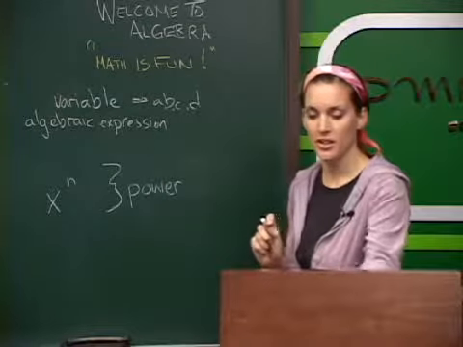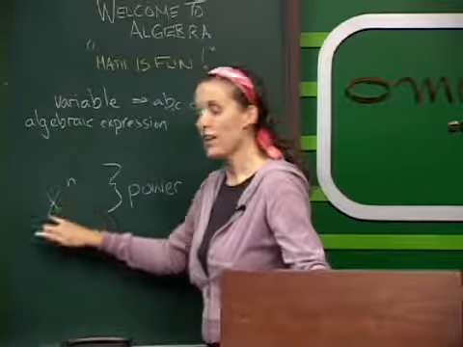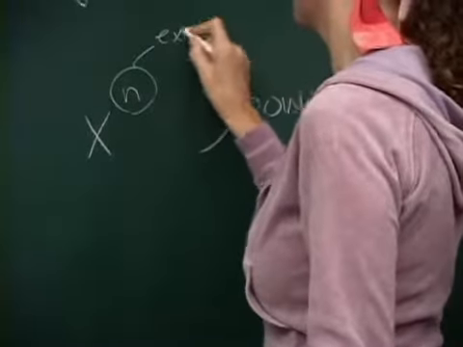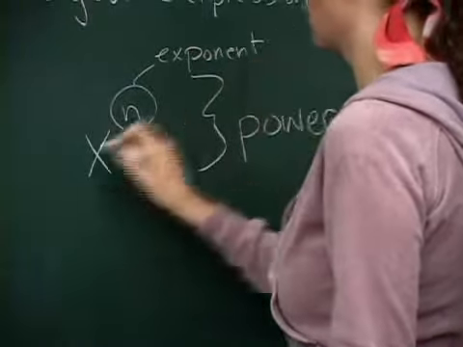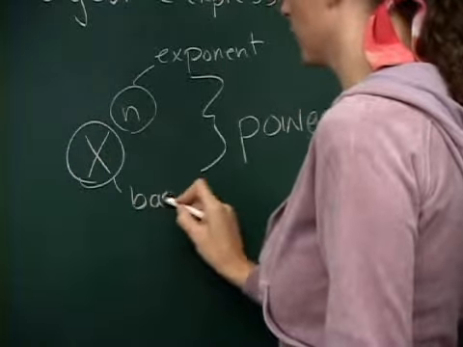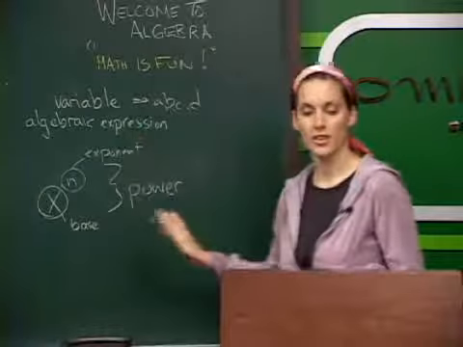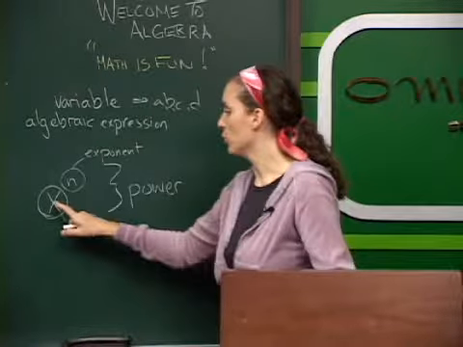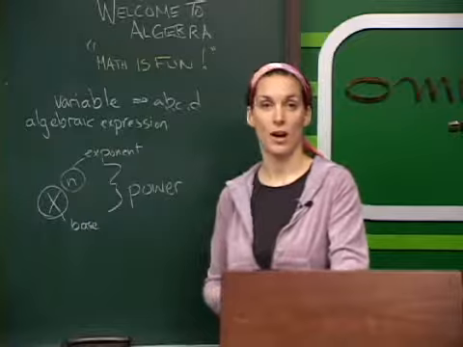And the way that you would read it is you look at the base, which here is x, and you look at the exponent. So this is the exponent, and this is the base. The whole thing is called the power. Now the way that you would read it is, for example, this would be x to the nth power.